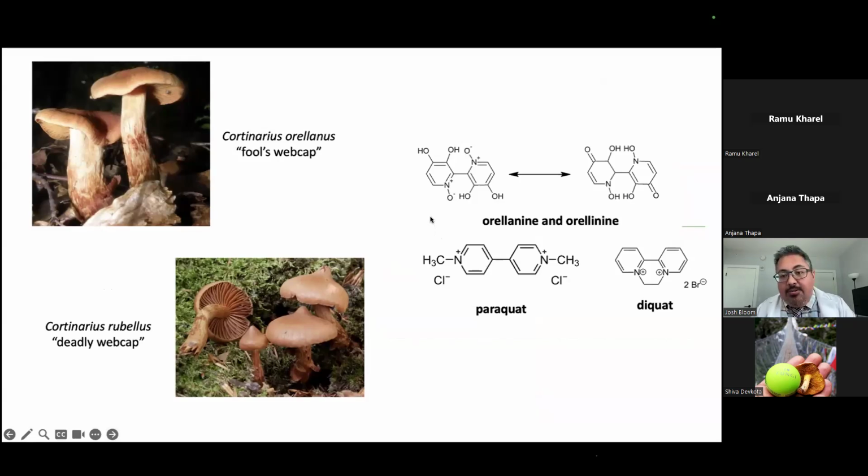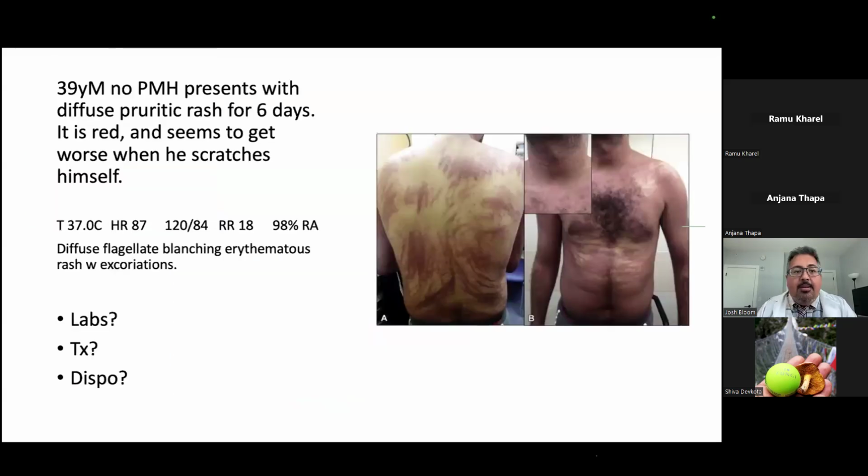So this class of compounds tend to sequester in particular target organs and cause reactive oxygen damage and potentially irreversible organ damage. So patients who ingest these mushrooms, these compounds are drawn to the kidney and can cause an acute kidney injury and then potentially kidney failure. And some patients who have eaten these mushrooms have gone on to develop end-stage renal disease requiring dialysis chronically.